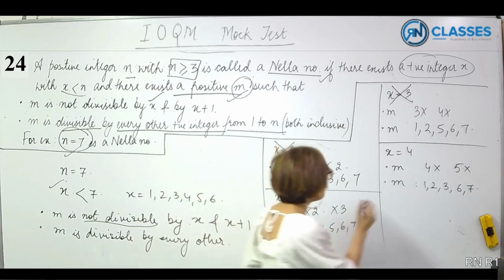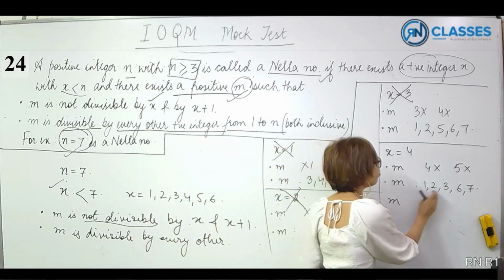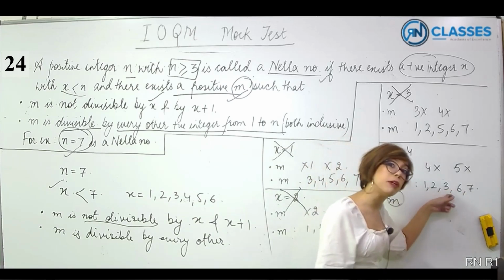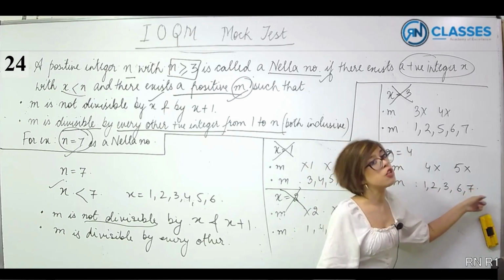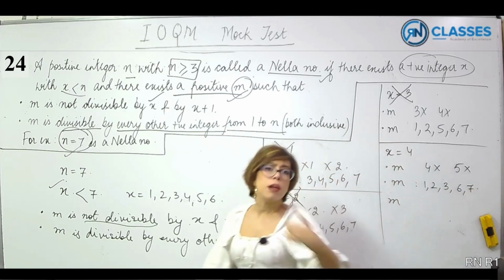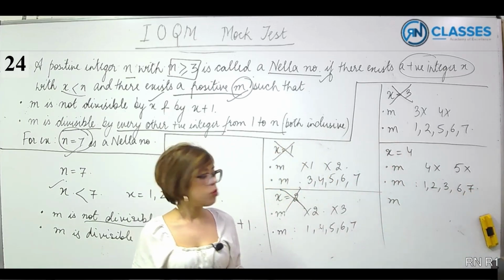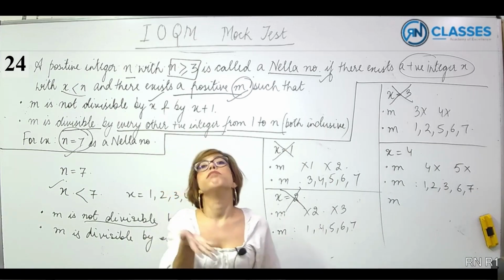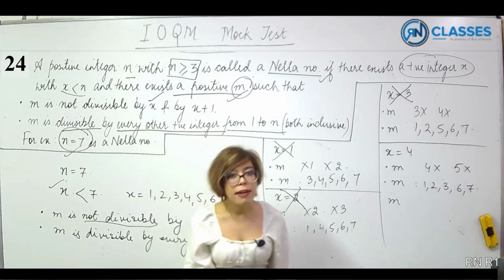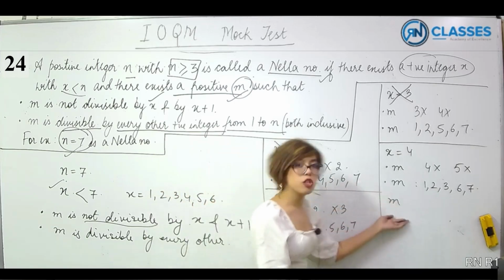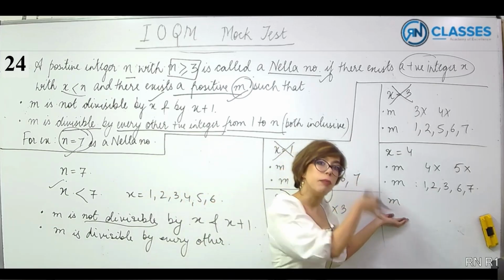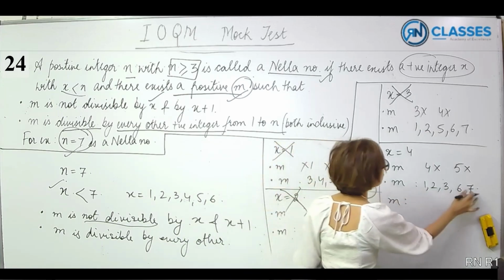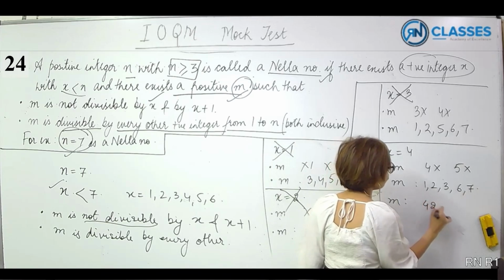Right? Now, mind it, m should be divisible by 1, 2, 3, 6, 7. That means it should be a multiple of 2, a multiple of 3, a multiple of 6, a multiple of 7. Now, there are too many numbers. Common multiples I need to take. Let me find out the least common multiple. If I can find the LCM, any multiple of that would work. So let me check for the LCM. Now, the LCM in this case will turn out to be 42.